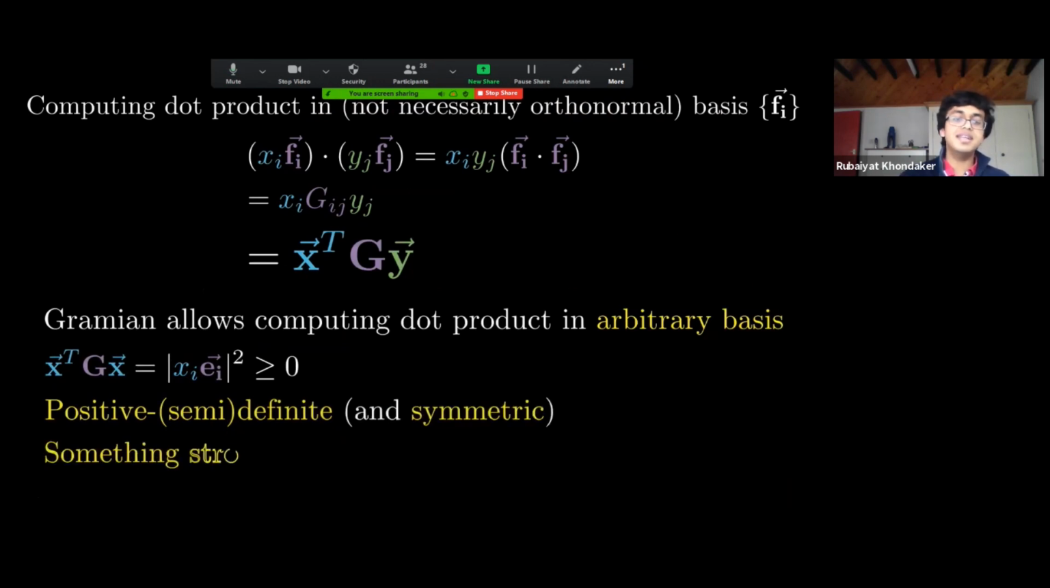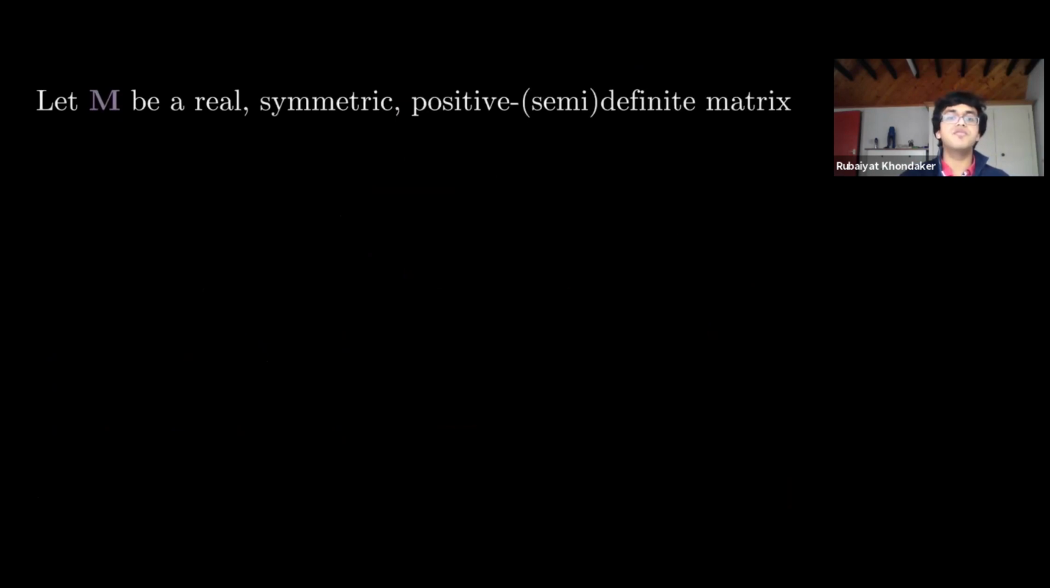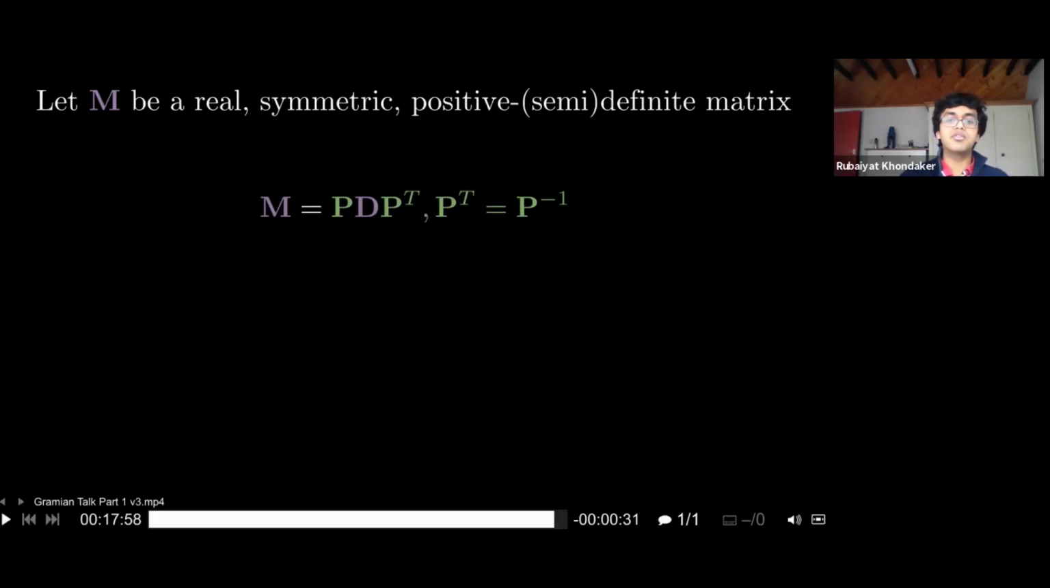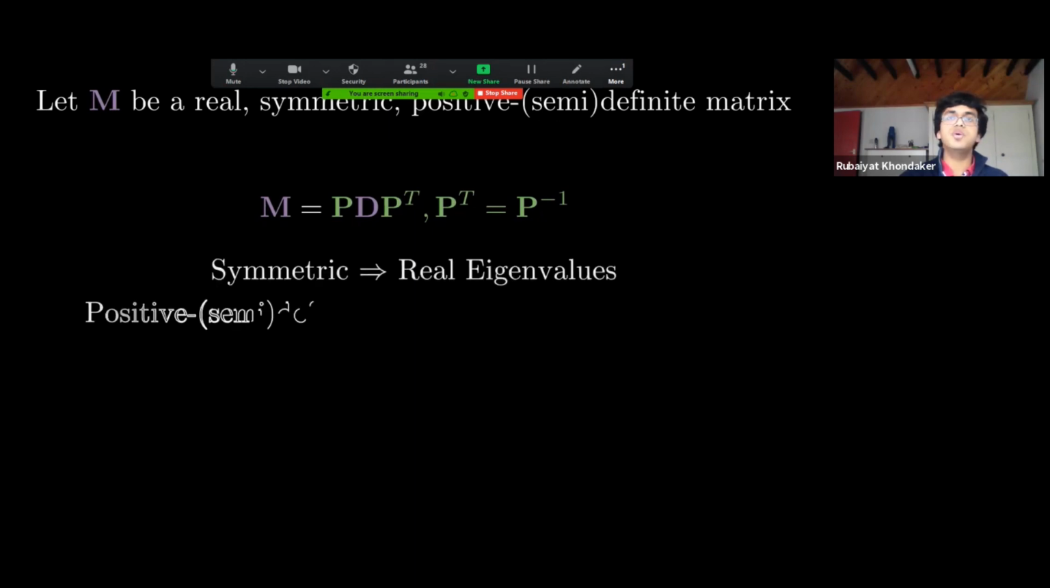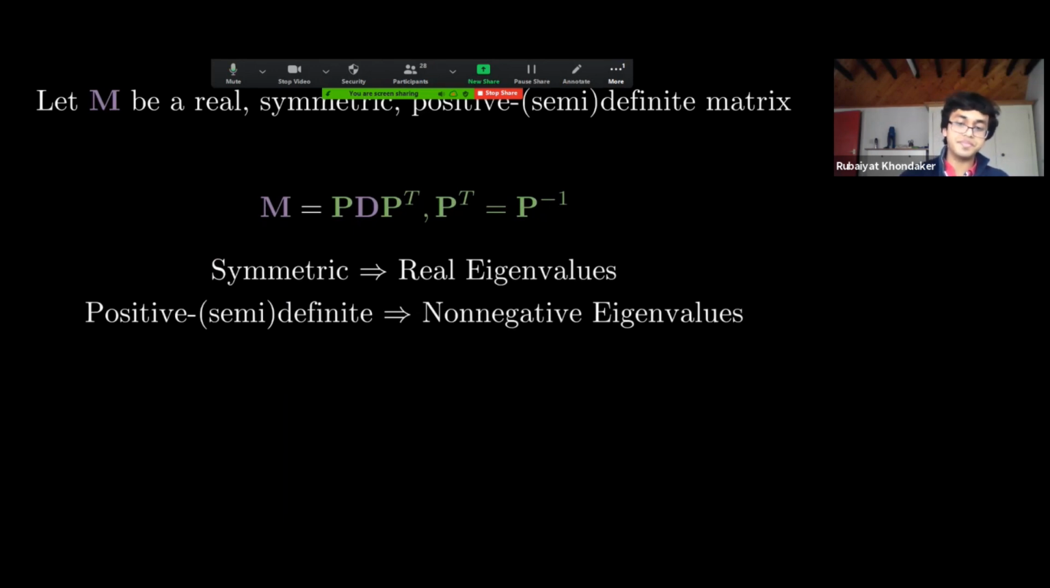But again, it turns out something stronger is true. If you let M be a real valued symmetric positive semi-definite matrix, then by the spectral theorem, which you'll have covered in vectors and matrices, you can diagonalize M by an orthogonal matrix P, so one for which P transpose is P inverse. Because it's symmetric, we know it has real eigenvalues. Because it's positive semi-definite, we know it has non-negative eigenvalues.